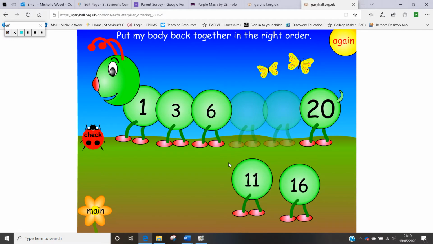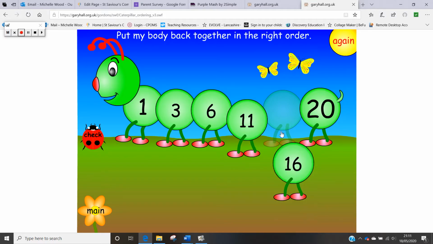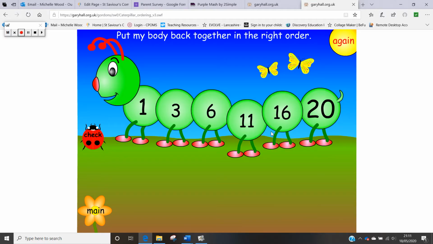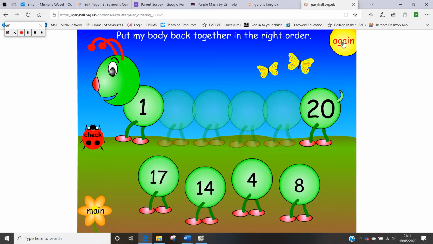Then I need to look at my ones column. So this is 10 and 1 unit, and this is 10 and 6 units. Now I know 6 is a bigger number than 1, so therefore I know that 11 must be smaller than 16, and I'm going to pop them in there, and I'm going to check my answers, and we've got them right. Let's have another go. So pause the video, see if you can put these caterpillars in the correct order using the right digits. Which one goes where?